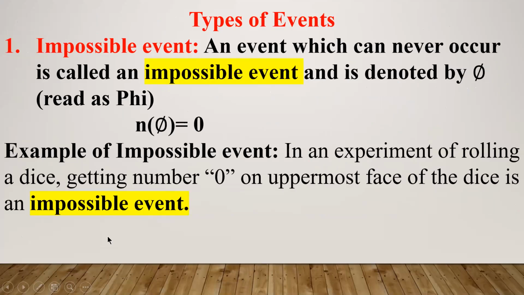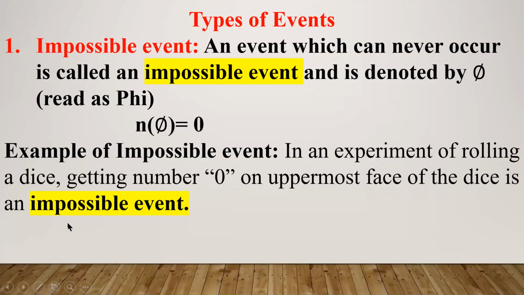For example of impossible event: in an experiment of rolling a dice, getting a number 0 on the uppermost face of the dice is an impossible event. मतलब क्या? अगर मैं आपको बोलूं आप रोल करो डाइस को या थ्रो करो और my event is getting 0 on the uppermost face of the dice, will you ever get 0? No, क्योंकि डाइस में 6 ही फेस होते हैं और उनमें जो नंबर लिखे हैं वो 1 से 6 तक लिखे हैं, 0 नहीं लिखा है, तो कभी भी मुझे 0 नहीं आएगा. तो that event is an impossible.